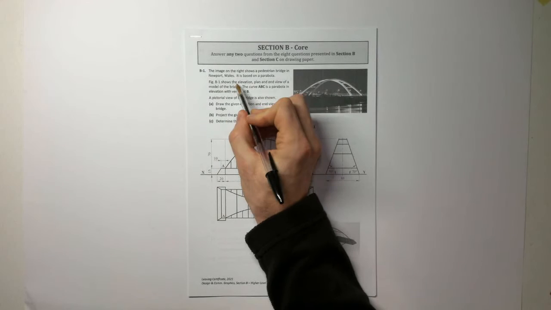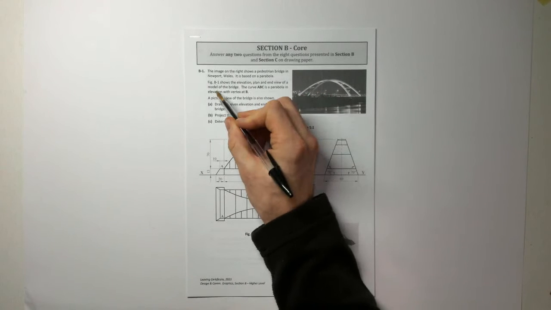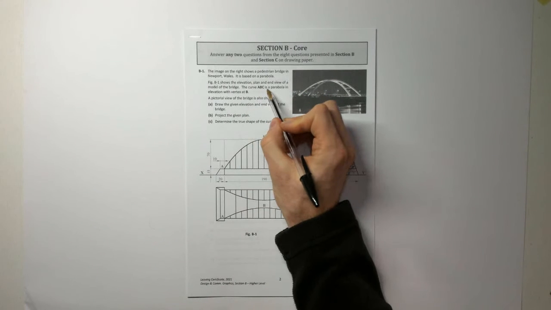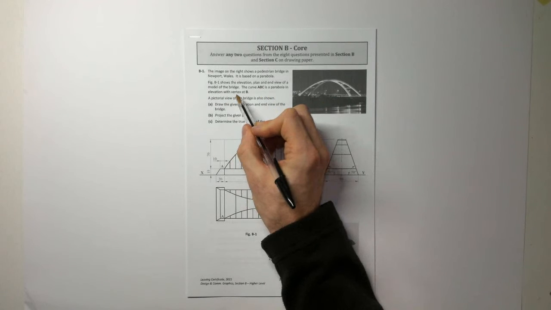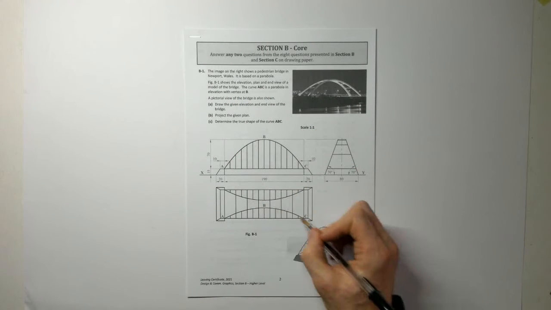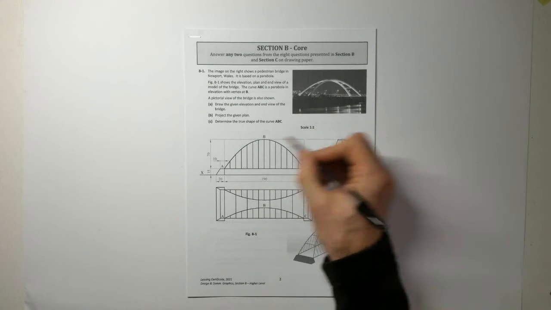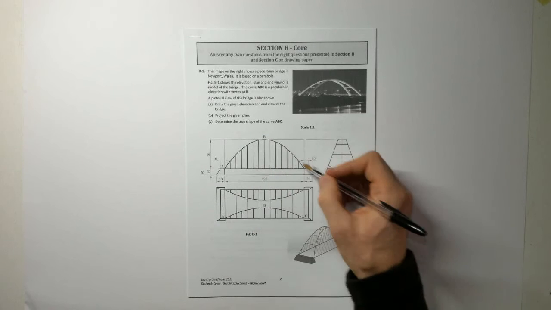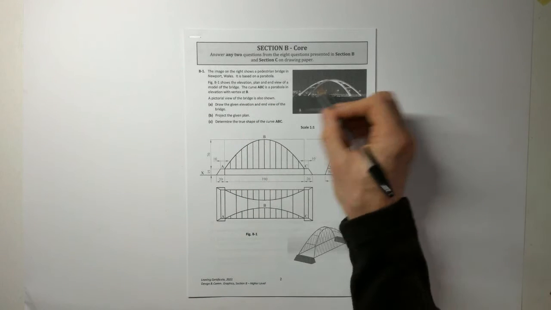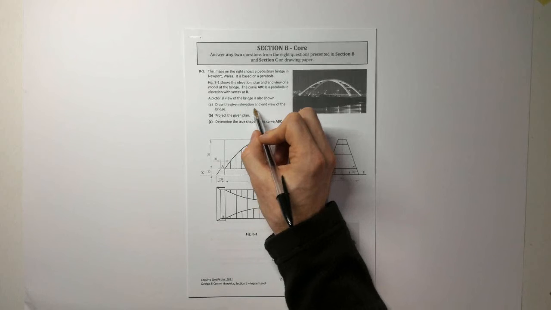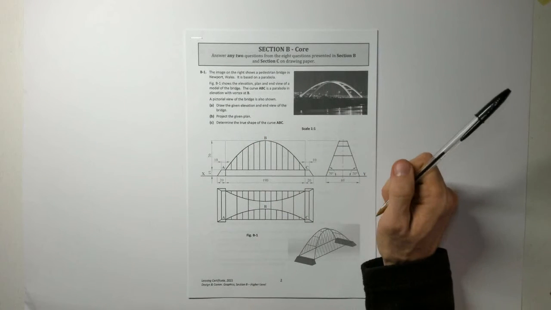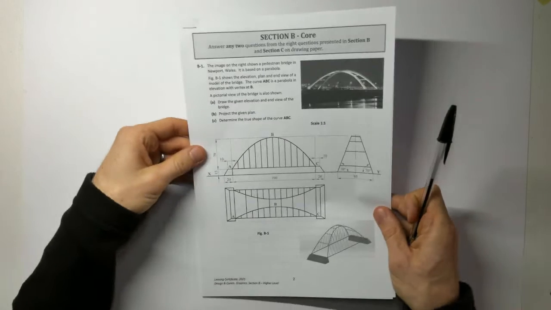So the figure B1 shows an elevation plan and end view of the model of the bridge. Okay, so our elevation plan and end view. The curve ABC is a parabola with vertex B. So ABC, right, and ABC here, that is a parabola. So we're going to need to use our parabola construction to create that. A pictorial view of the bridge is also shown, so our pictorial view. Draw the given elevation and end view of the bridge. So our elevation here and our end view there. Okay, so we'll get started with that.